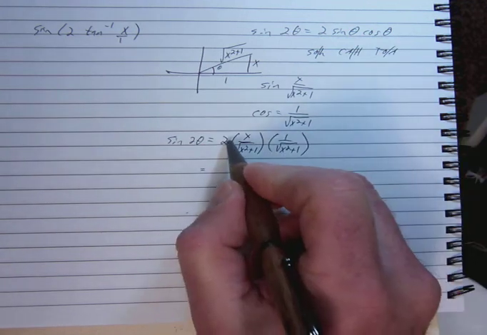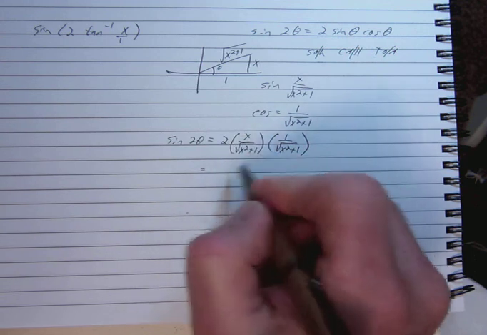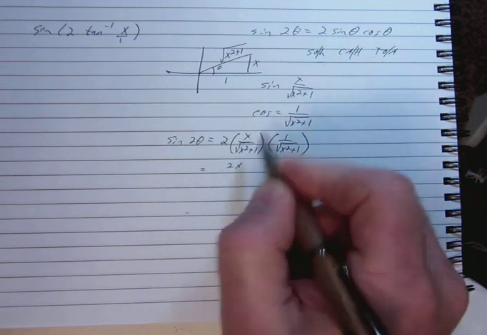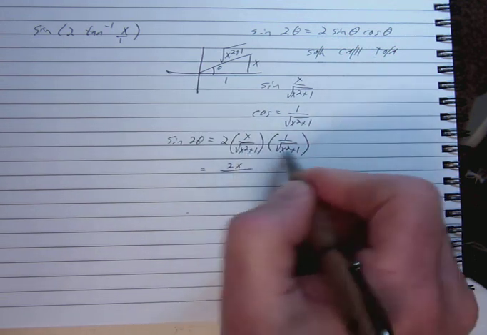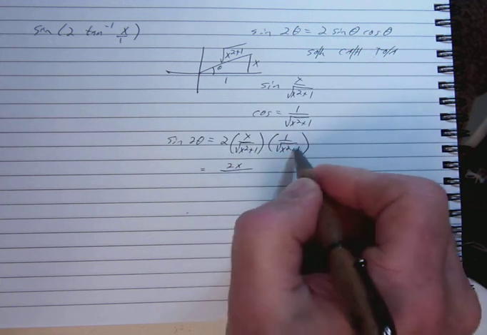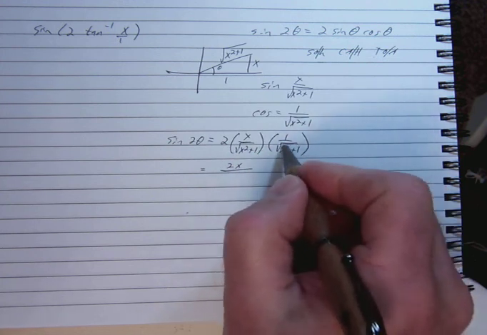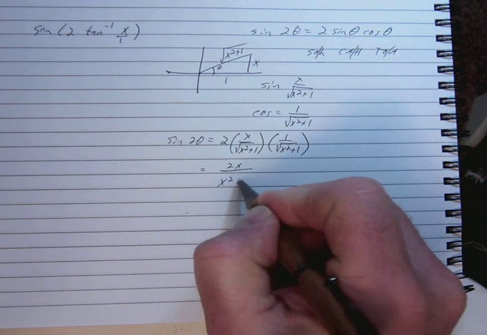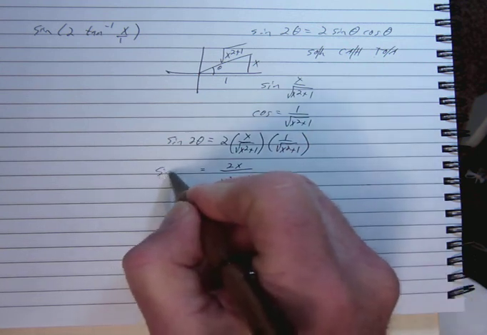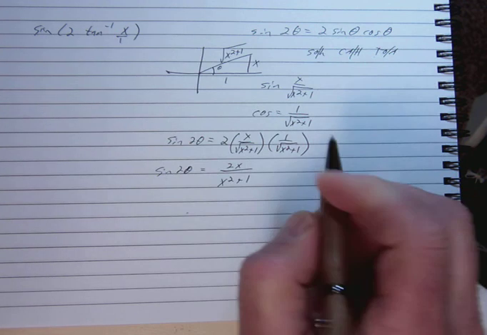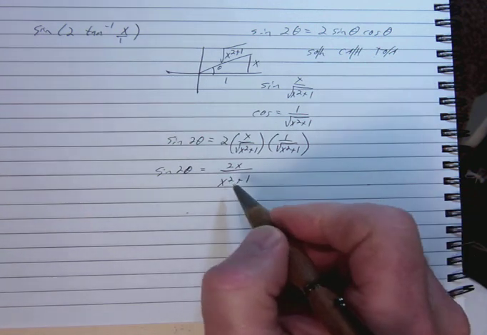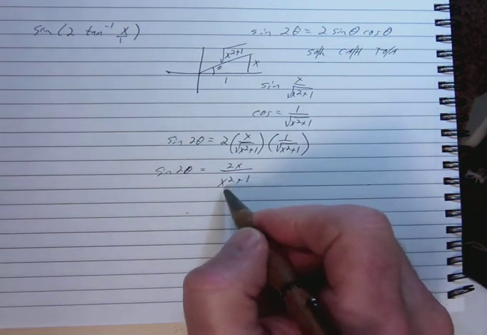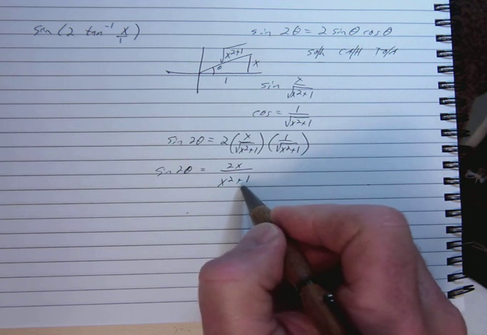So if we multiply across the tops, we end up with 2 times x, which is 2x, times 1. And when you multiply the bottom, anything under a radical times itself just cancels out the square root, so we end up with x squared plus 1. So our solution is going to be 2x over x squared plus 1.